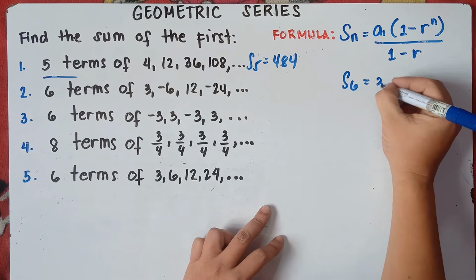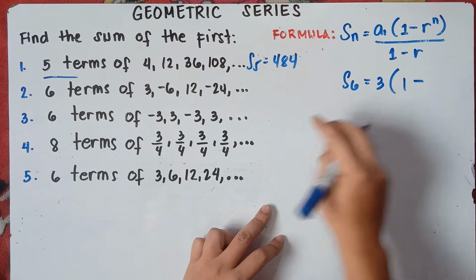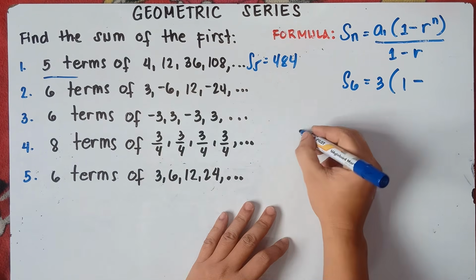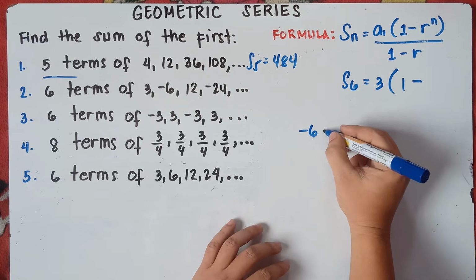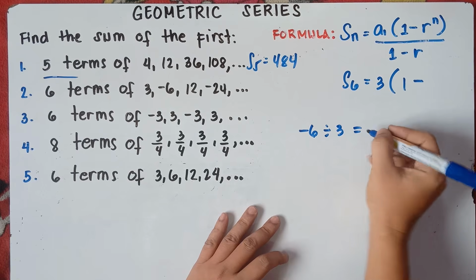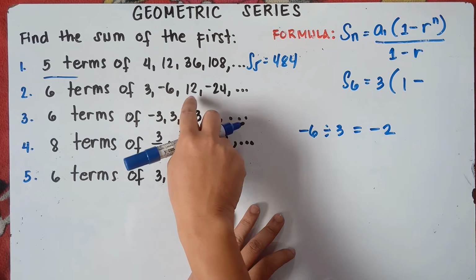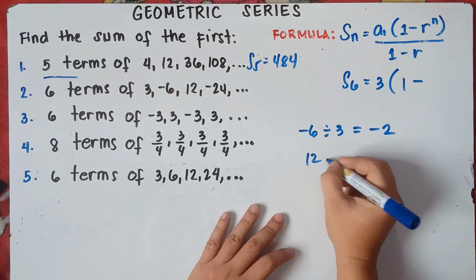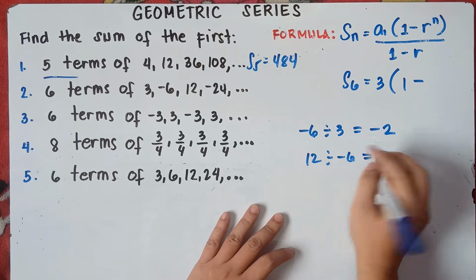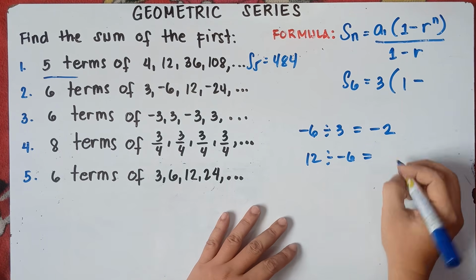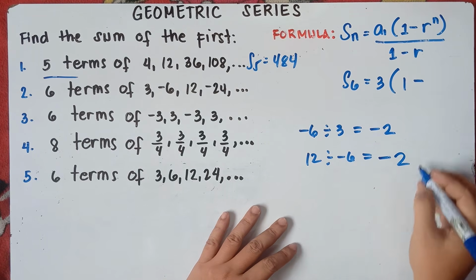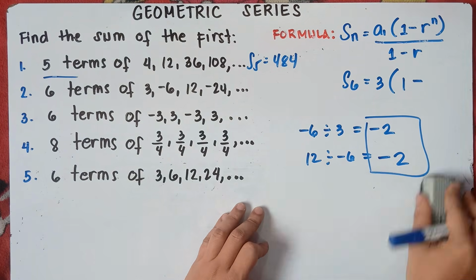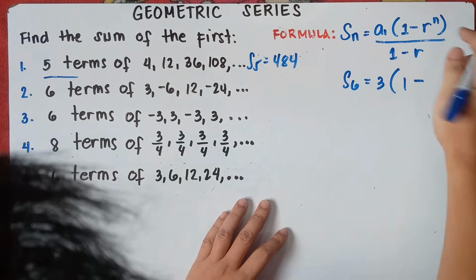A sub 1 is 3. Then 1 minus, we get the common ratio. So second term divided by the first term. So negative 6 divided by 3. So that will be negative 2. Then you check, you also divide the third term by the second term. So 12 divided by negative 6. So positive divided by negative is negative 2. So the common ratio is negative 2. Alright, so R is negative 2.